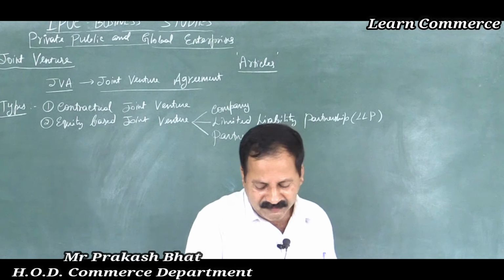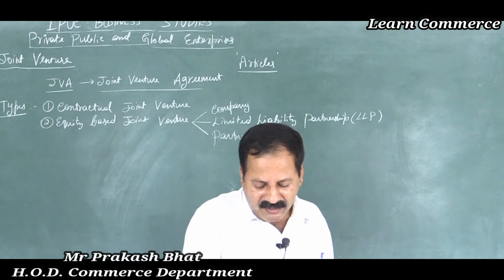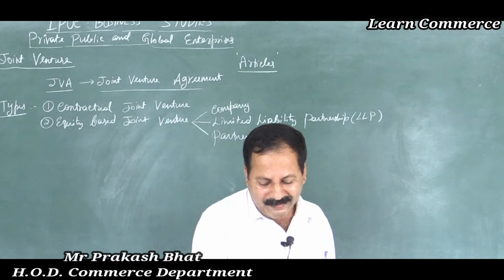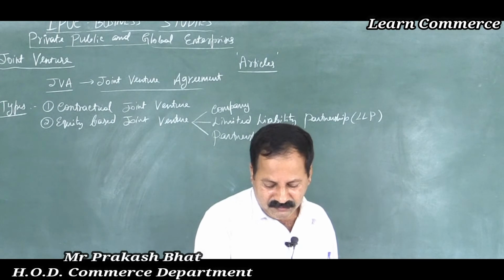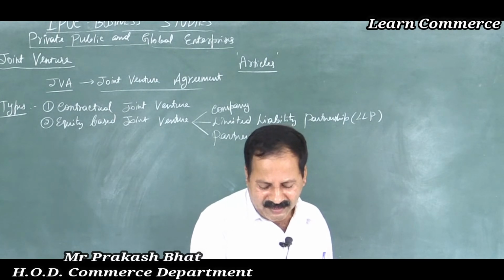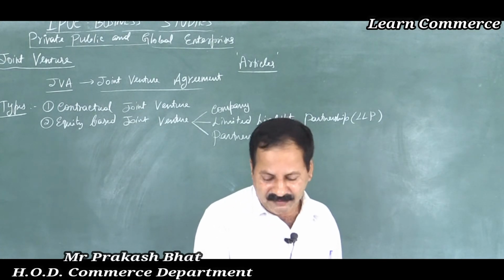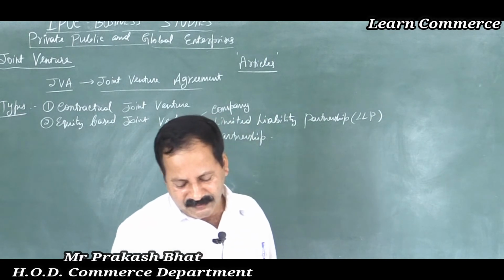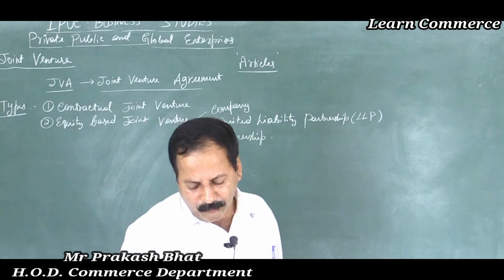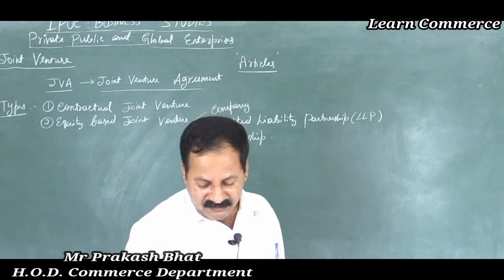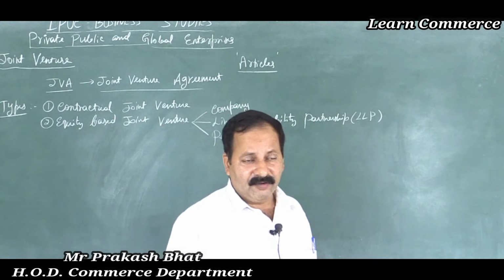Some examples are given in your reader: AVI Oil India Private Limited, whose joint venture holders are Balmer Lawrie and Company Limited, then Green Gas Limited and GAIL, that is Gas Authority of India Limited, there is a joint venture. Then Delhi Aviation Fuel Facility Private Limited and BPCL, that is Bharat Petroleum Corporation Limited, right?